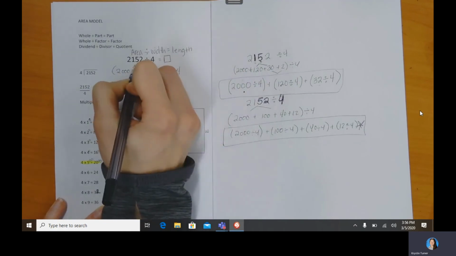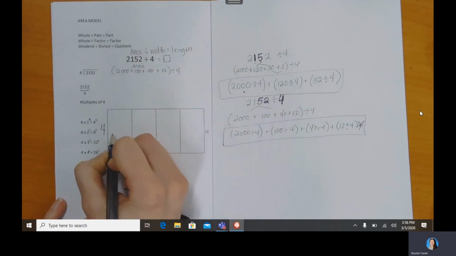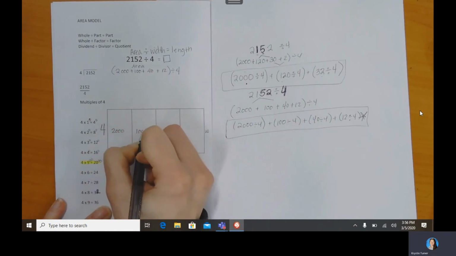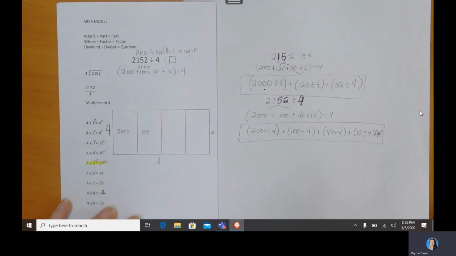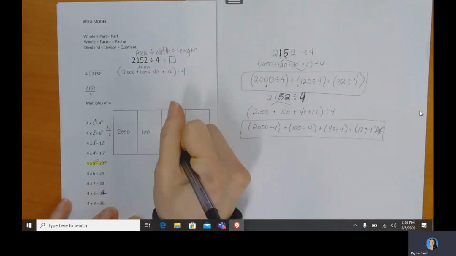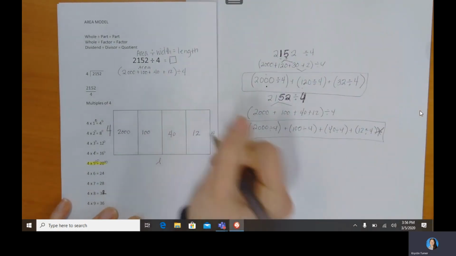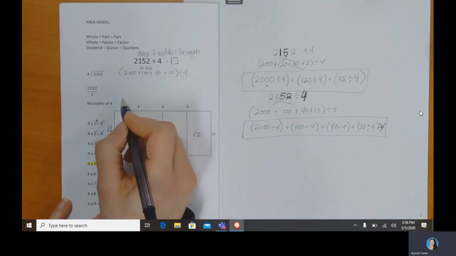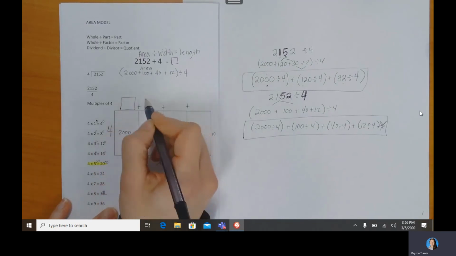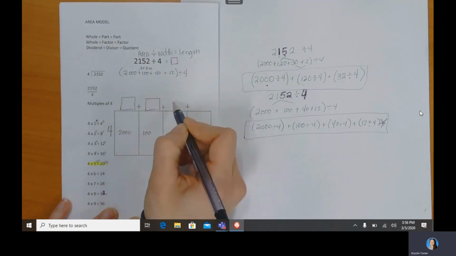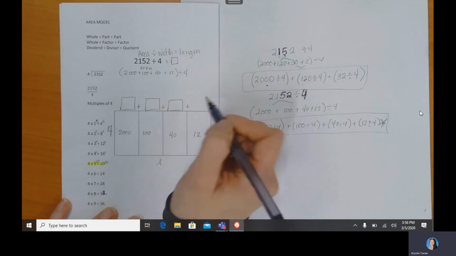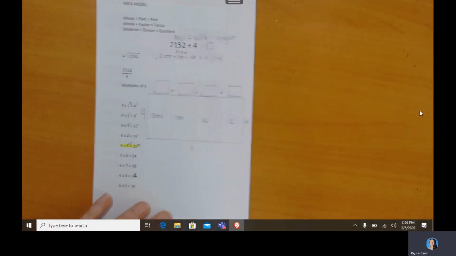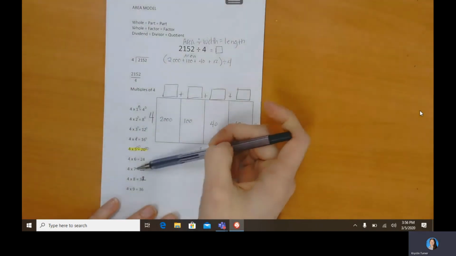Now remember, this is my area. So this is going to be my area 2,000, my area 100, my area 40, my area 12. And then I'm trying to figure out what these unknown side lengths are, or what I would multiply times 4 to get 2,000, to get 100, to get 40, to get 12. That's why having these multiples on the side is really helpful.